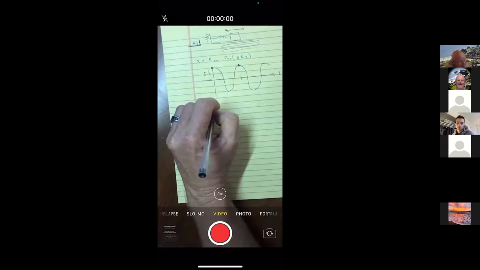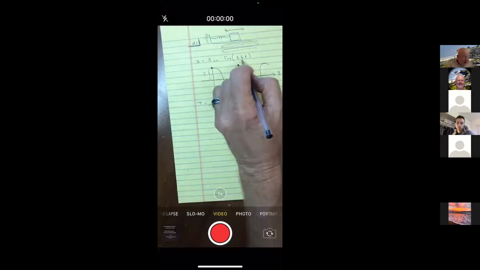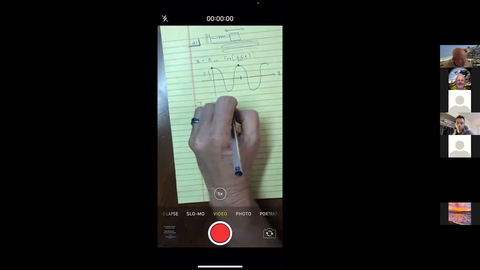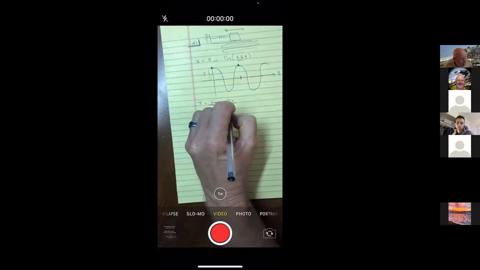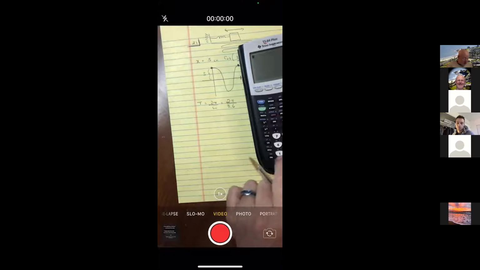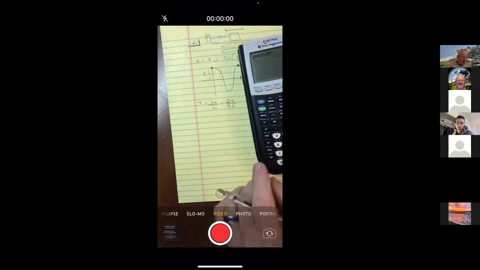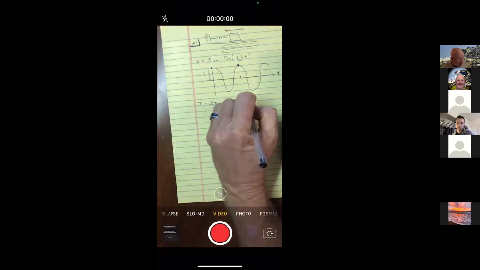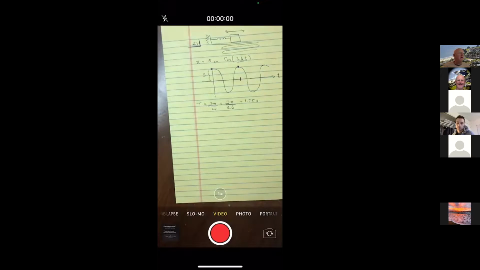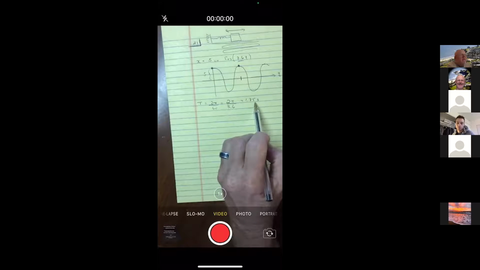And the period is 2 pi over omega. Now, omega is that number in front of the t variable in the trig function. So 2 pi over 3.6. And so maybe I would just take my calculator and go 2 times pi divided by 3.6, and I get about 1.75 seconds. Okay, so it does one cycle every 1.75 seconds.